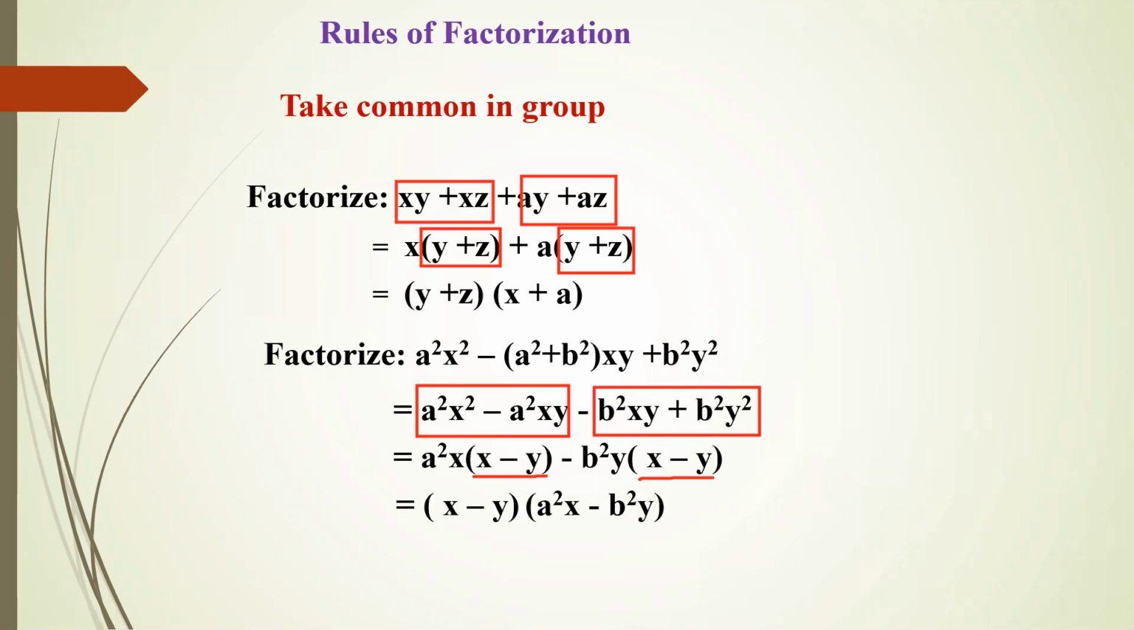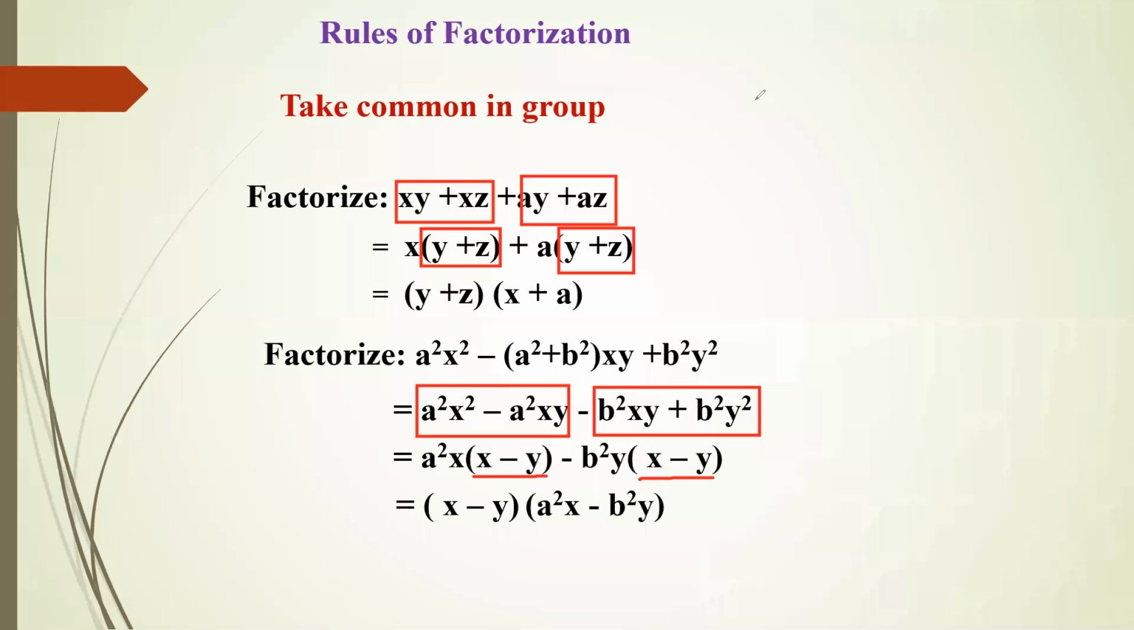So what will you get here? When I take x minus y common, just remove it from that expression. Then what remains? a square x minus b square y, which is the remaining factor. Okay, so this rule is known as take common in a group. So when the common in all is not possible, then we just form a group and we take the common.